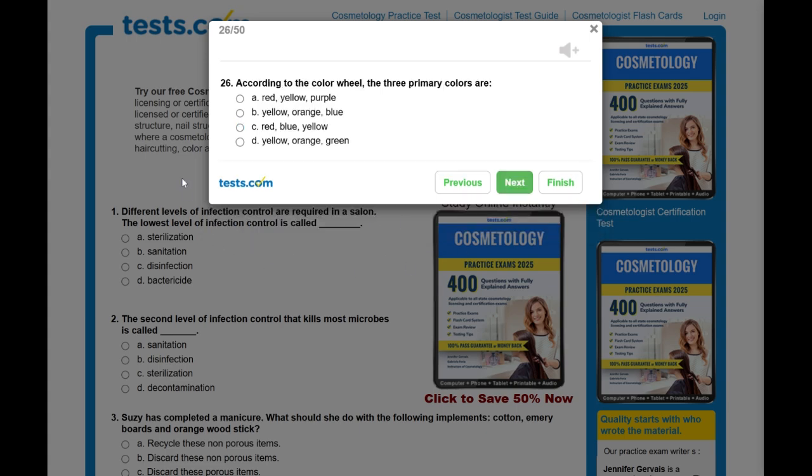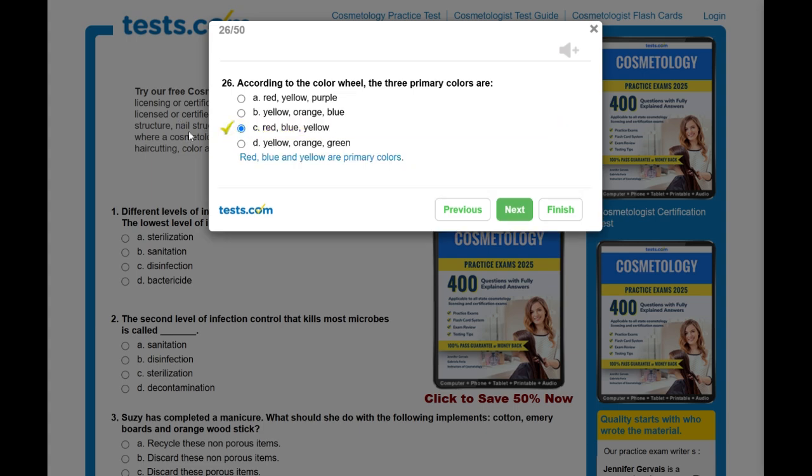Question 26. According to the color wheel, the three primary colors are A. Red, yellow, purple. B. Yellow, orange, blue. C. Red, blue, yellow. D. Yellow, orange, green. C. Red, blue, yellow. Red, blue, and yellow are primary colors.